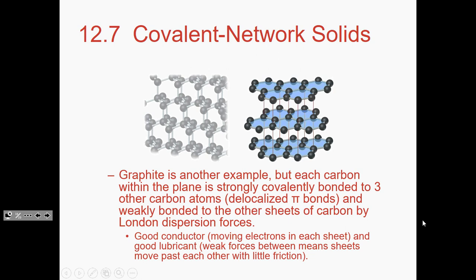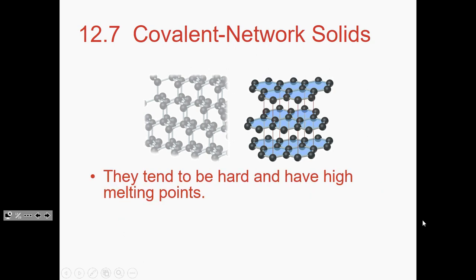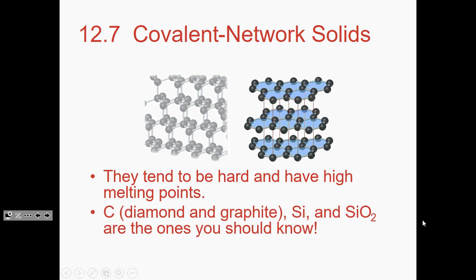So this is another example of a covalent network. And really, you have a very small sample of what you should know are covalent network type substances. So carbon, like in the form of graphite and diamond, would be a covalent network. Silicon and silicon dioxide. They tend to all have very hard surfaces with very high melting points. And really, those are the only ones you should know. Carbon in its diamond and graphite form, silicon and silicon dioxide.